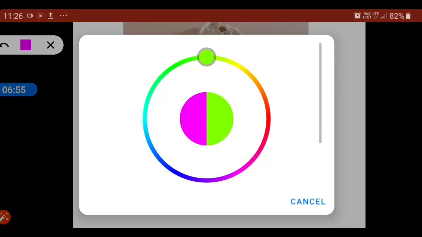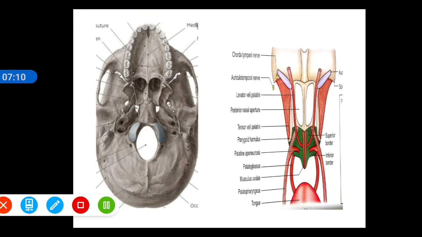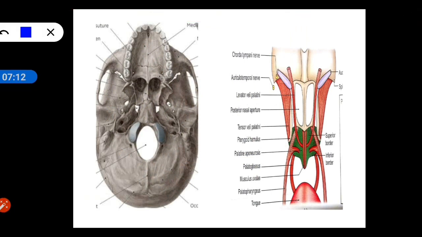Then the muscle passes upwards. It hooks around the lateral aspect of the pterygoid hamulus and forms the expanded tendon, the expanded palatine aponeurosis. Now we will see about the levator veli palatini muscle. So this is the levator veli palatini muscle. If you observe this levator veli palatini muscle, it is forming a U-shaped sling.